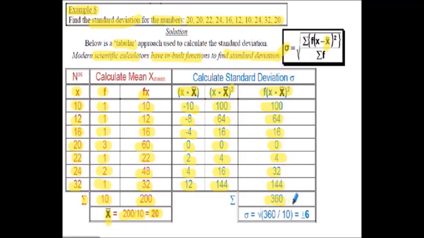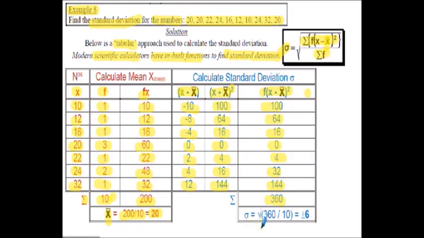So what we've basically done with this tabular approach is now to work out that top line. This top line here is actually the last column in the table. This column here is the top line. We've already got the bottom line, the summation of f. We've already calculated that. That's up here in this column.